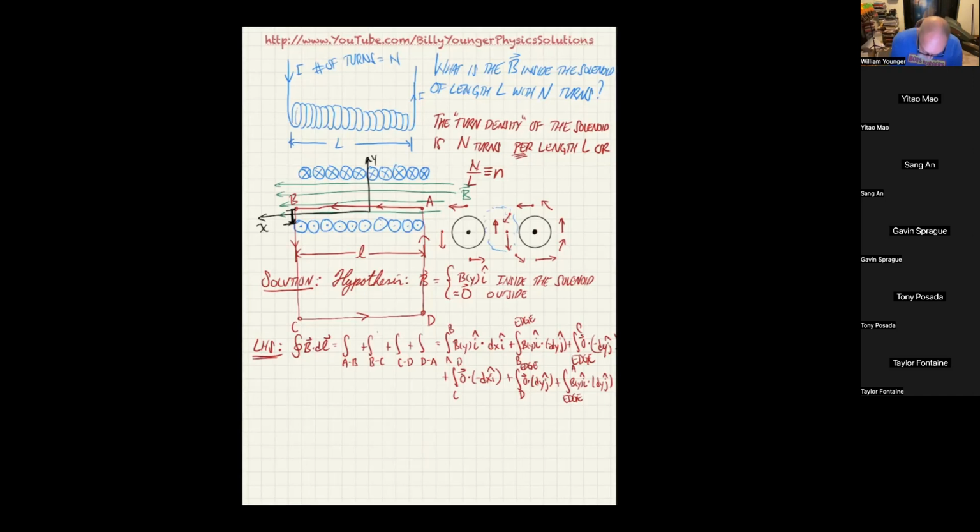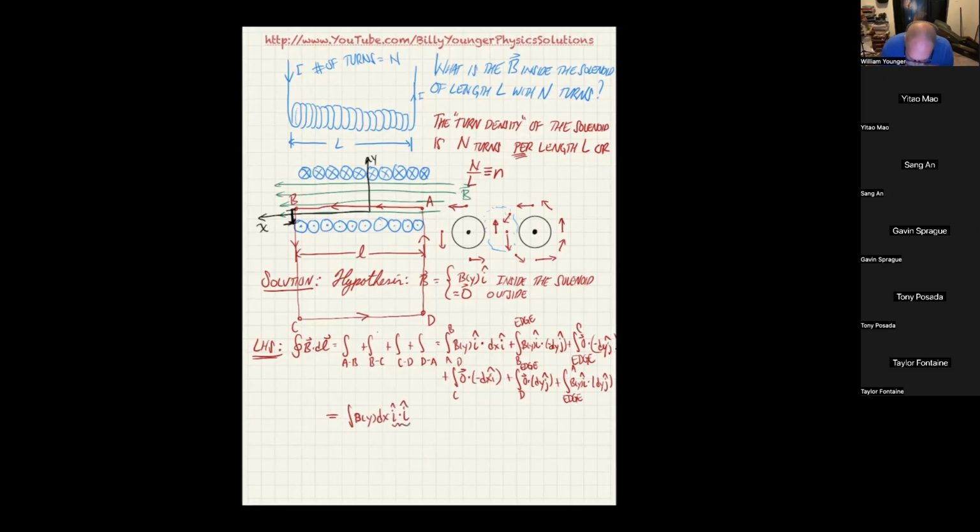So I'm going to pull this down here. And now what we'll see is for the integral from A to B, I'm going to get the integral of B of y times dx times i hat dot i hat.